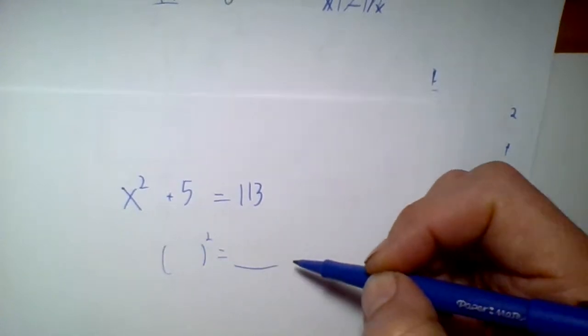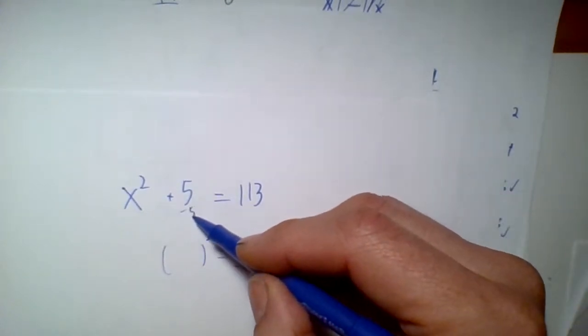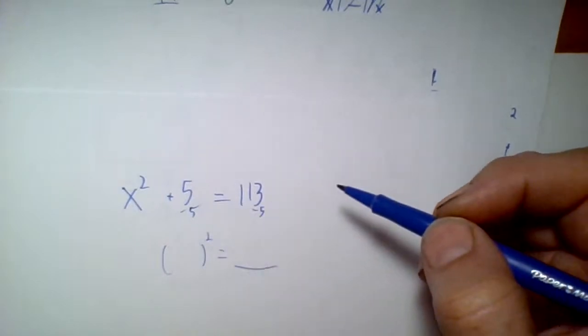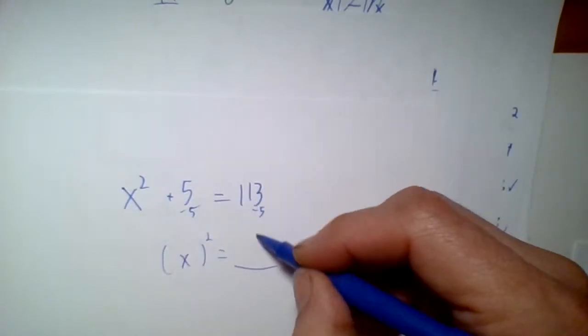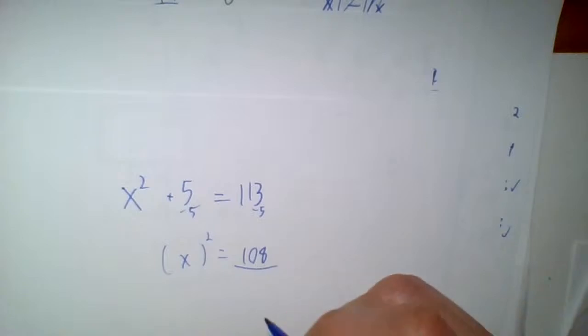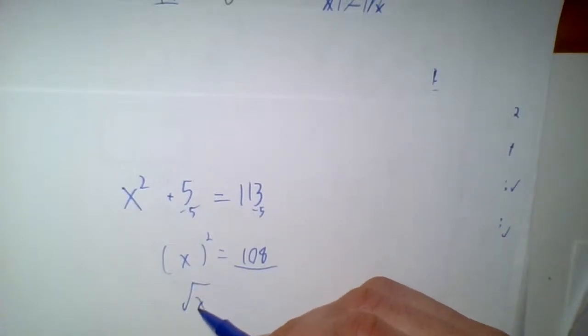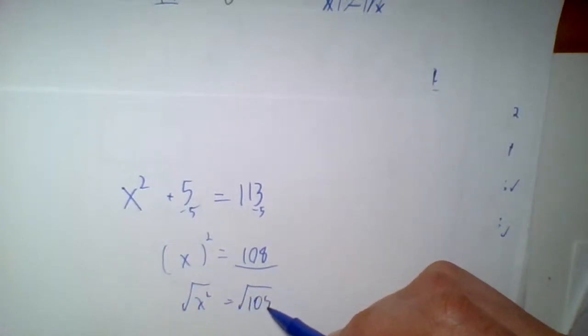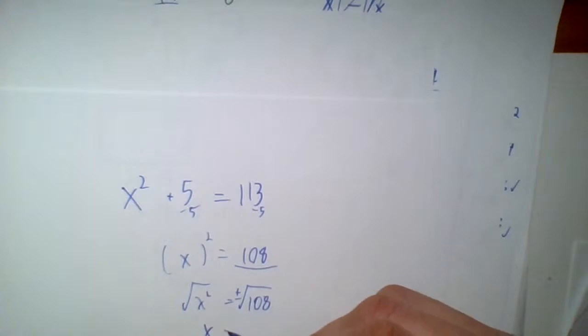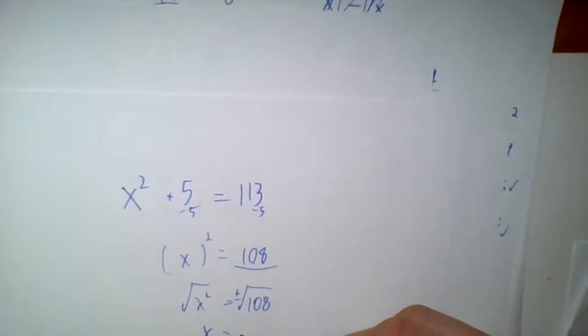I want a perfect square and a number over here. So this is a simple one. To do that, I just have to do the minus 5, and I get x squared equals 108. And then apply your square root property here. So the square root of x squared equals the square root of 108. Remember the plus or minus you get out of this when you call that x. This is plus or minus the square root of 108.